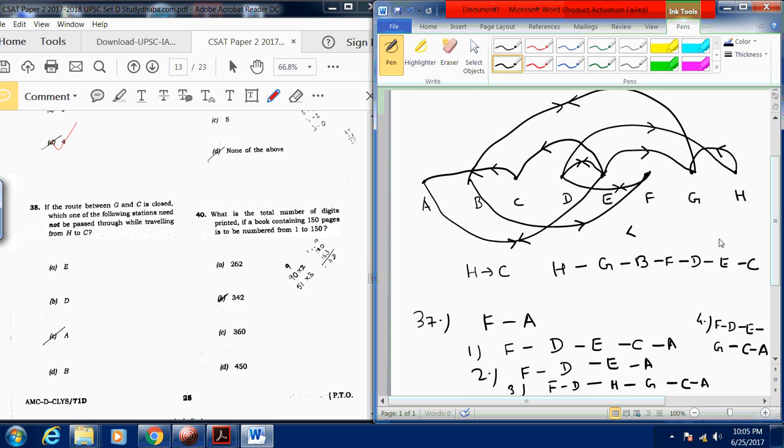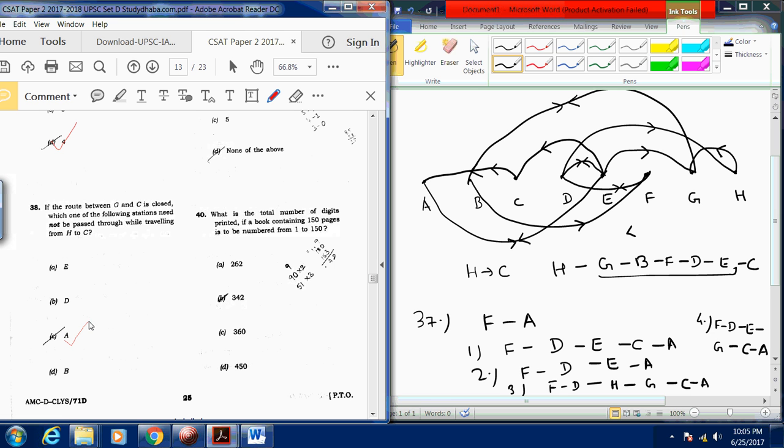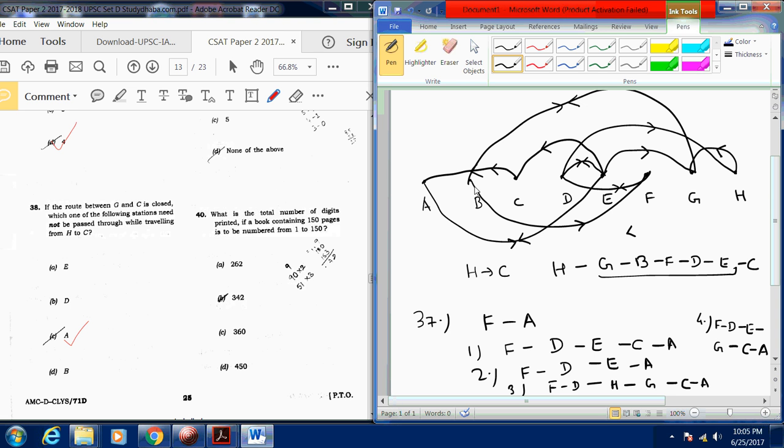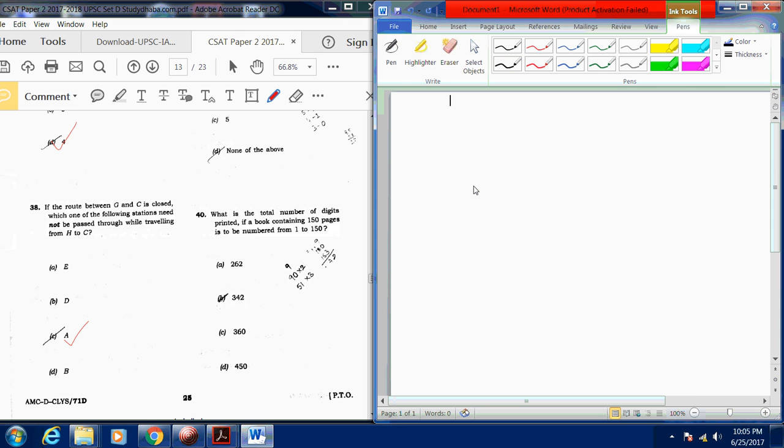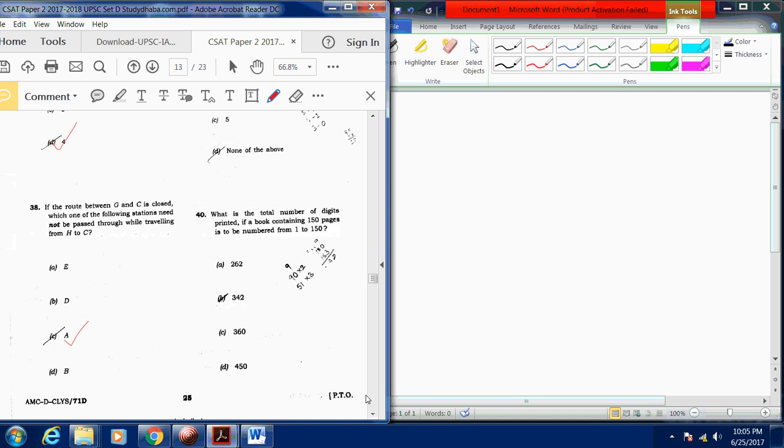Which of these need not be passed? So these are the stations that you have to pass. So G, B, F, D, E. So A is the answer. A you need not pass through. So moving on.